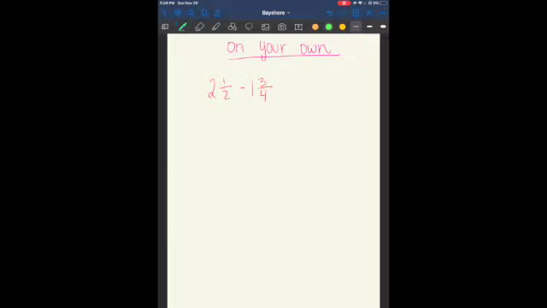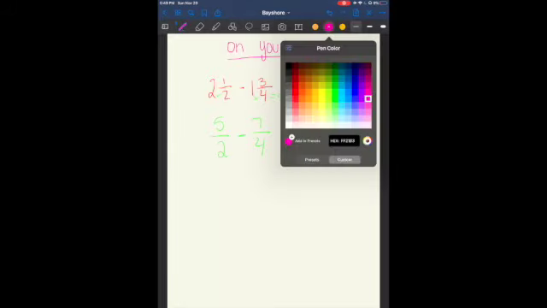Okay, so let's make both of them an improper fraction. So the whole number times the denominator, 2 times 2 is 4, plus 1 is 5 over 2, minus 1 times 4 is 4, plus 3 is 7. Okay, so I have 5 over 2 minus 7 over 4.